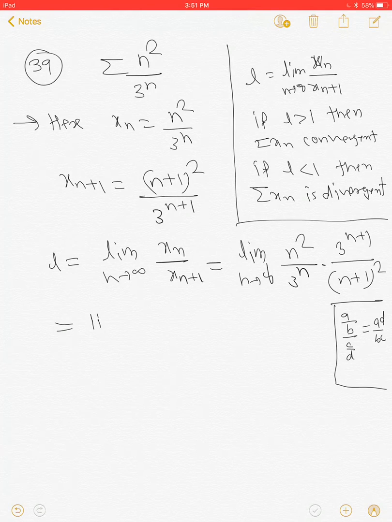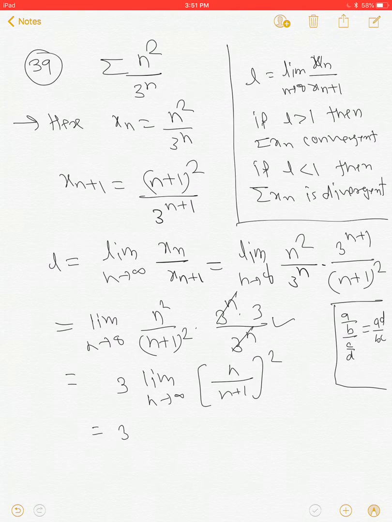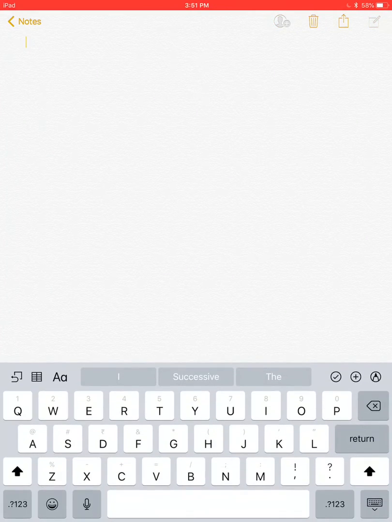So this can be written as the limit as n tends to infinity of n square upon n plus 1 whole square into 3 raised to the n into 3 upon 3 raised to the n. This is just by rules of indices. So 3 raised to the n and 3 raised to the n get cancelled. We can take 3 as common, as 3 is constant. The remaining part is n upon n plus 1 to the whole square. So this is 3 into the limit as n tends to infinity of 1 upon 1 plus 1 by n square. So this is 3, so this limit is greater than 1. We know that in the ratio test, if the limit is greater than 1, then the series is convergent. So this implies our series is convergent.